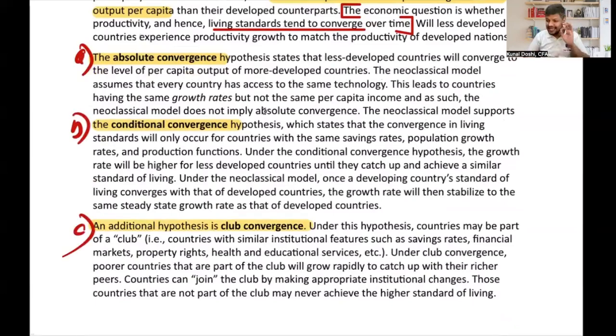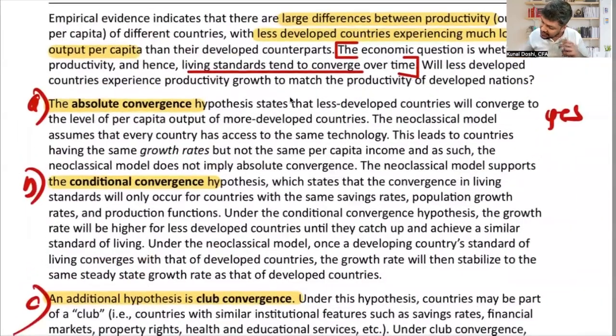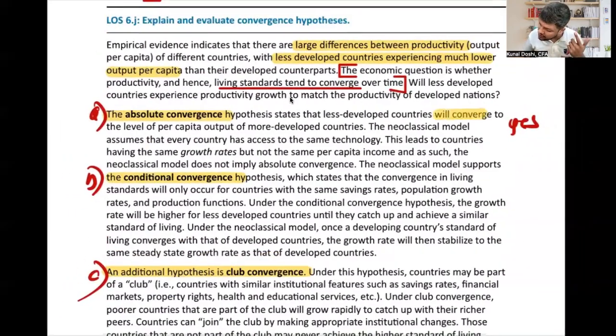Absolute convergence says yes, it's good news. Don't worry, these underdeveloped countries will eventually meet the standard of living of the developed nations. Okay, that's what they are saying. Very positive. They believe that yes, less developed countries will converge to the per capita level of the developed.